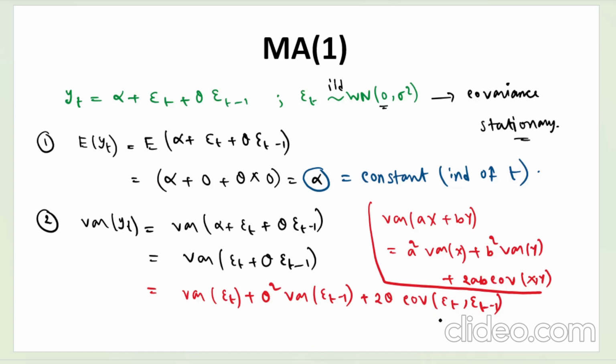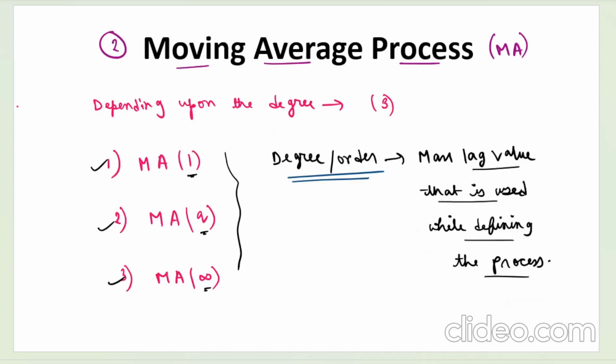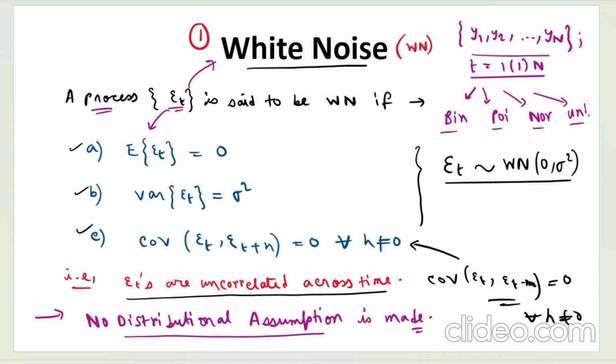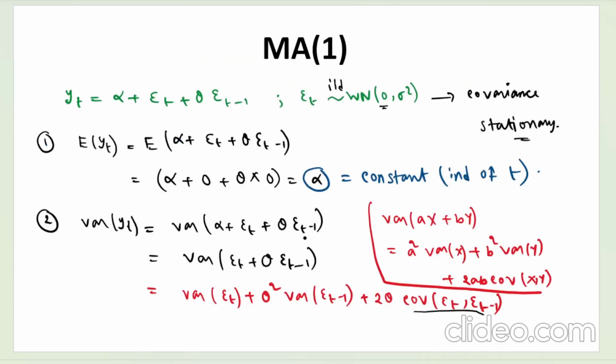This term will be simply 0 because the epsilon t's are uncorrelated. While defining the white noise, I have written that epsilon t's are uncorrelated across time. So this basically means that the covariance of epsilon t and epsilon t minus h is 0, for all h not equal to 0. So this is basically 0. What are you left with? The variance of epsilon t is sigma squared, plus theta squared, and the variance of epsilon t minus 1 is again sigma squared. So this will be (1 plus theta squared) times sigma squared.